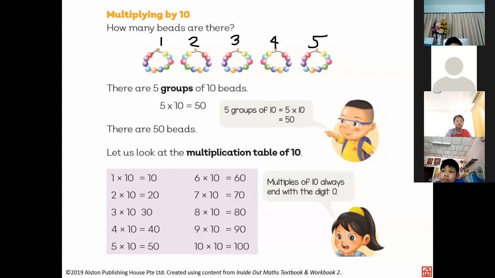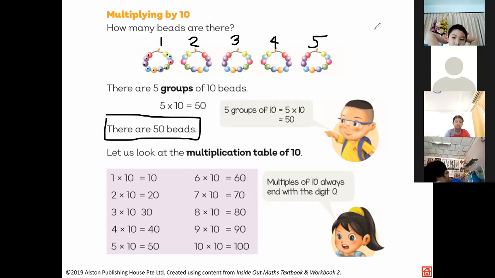10. So let's count. 1, 2, 3, 4, 5, 6, 7, 8, 9, 10. So in each group, there are 10 beads. So there are 5 groups of 10 beads. So that means 5 multiplied by 10 equals 50. So there are 50 beads altogether.